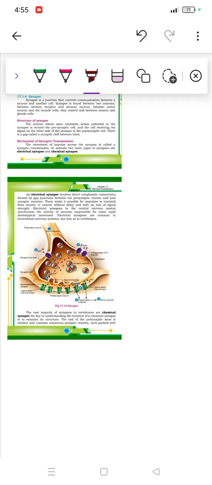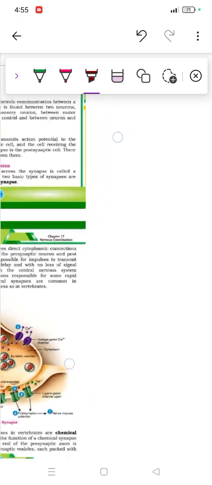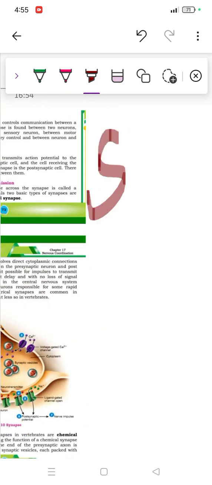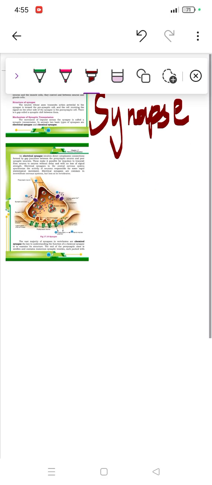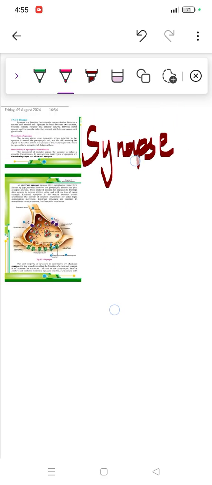So today we'll go with another very interesting topic, which is about synapse. Quite interesting, quite easy, and I hope you love it. So let's see, first thing that comes is what is synapse.